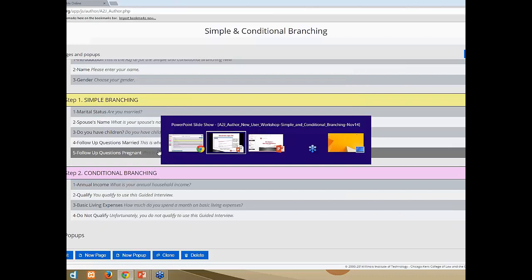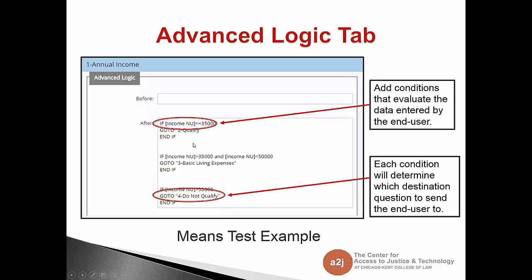Are there any questions at this point? We've talked about simple branching. We've talked about conditional branching. Again, these are all very useful things that you can do in A2J Author to really make this a very personal and informative guided interview for your end user.